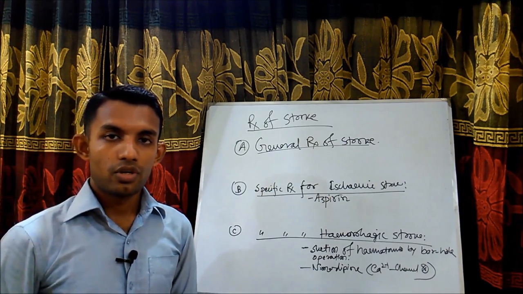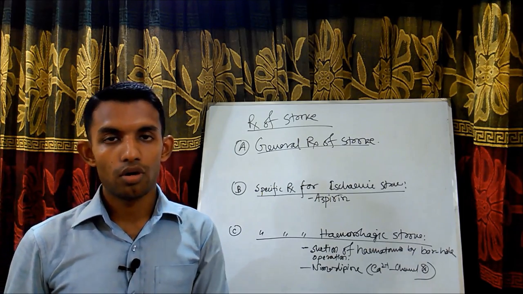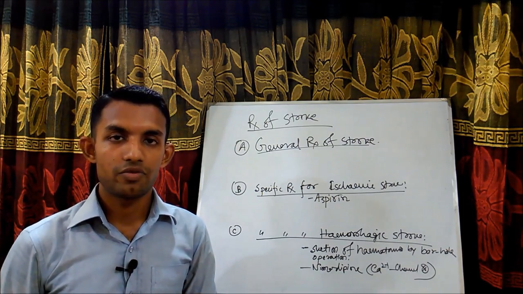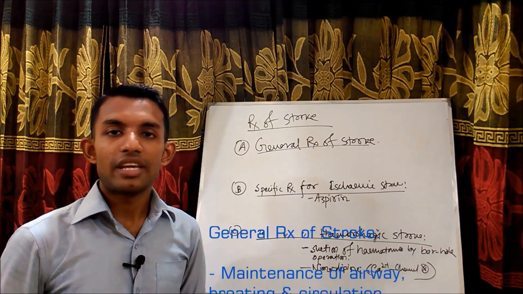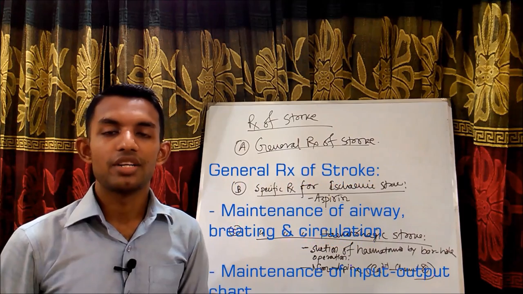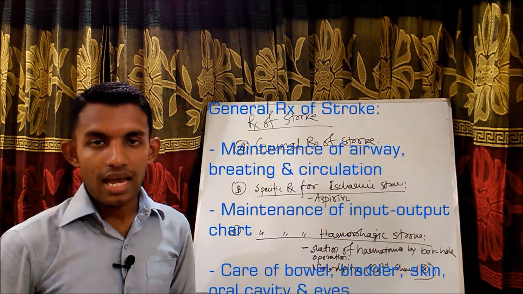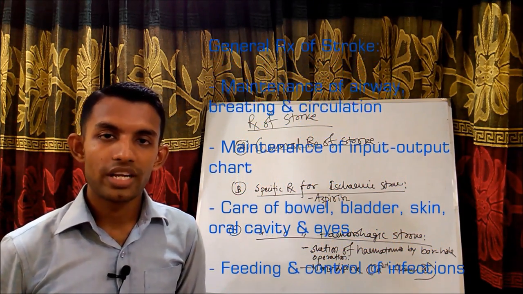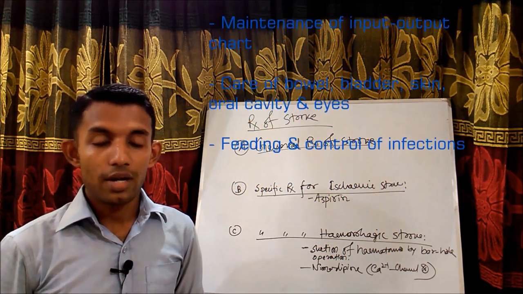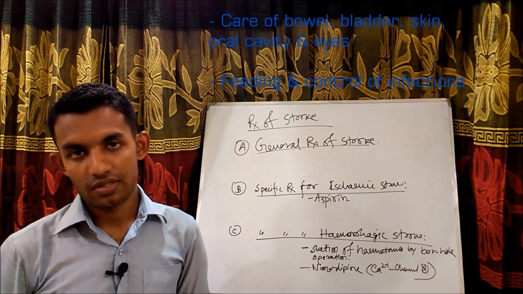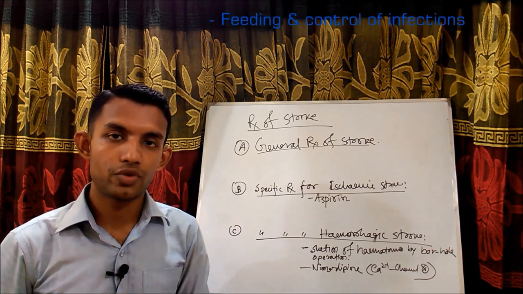Now, what is the treatment of this stroke? In case of treatment of stroke, either hemorrhagic stroke or ischemic stroke, we have to give a general, common treatment. That common treatment includes maintenance of the airway, breathing, circulation, and maintenance of an input-output chart. And there is care of the bowel, care of the bladder, care of the skin, care of the oral cavity, and care of the eyes. And also feeding and control of infections. These are the treatments we should give to a stroke patient irrespective of its type.